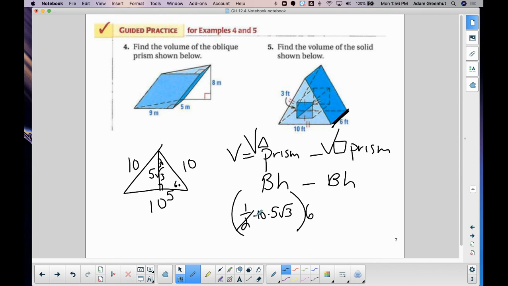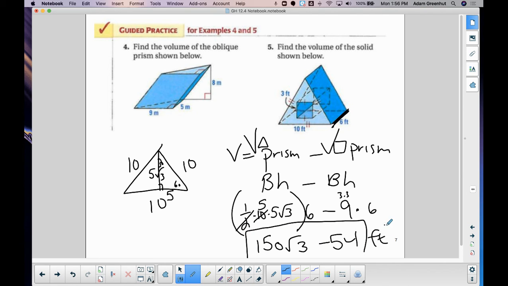So I'm just going to do this right now. I get 25 root 3 times 6. I think I'm getting 150 root 3 for the triangular prism. But now I have to subtract the square prism, which has a side length of 3. So I'm going to use the area of the base, which is 9, 3 times 3, and the height, which is the 6 feet, and I'm going to get 54. 150 root 3 minus 54, and of course that's cubic feet.